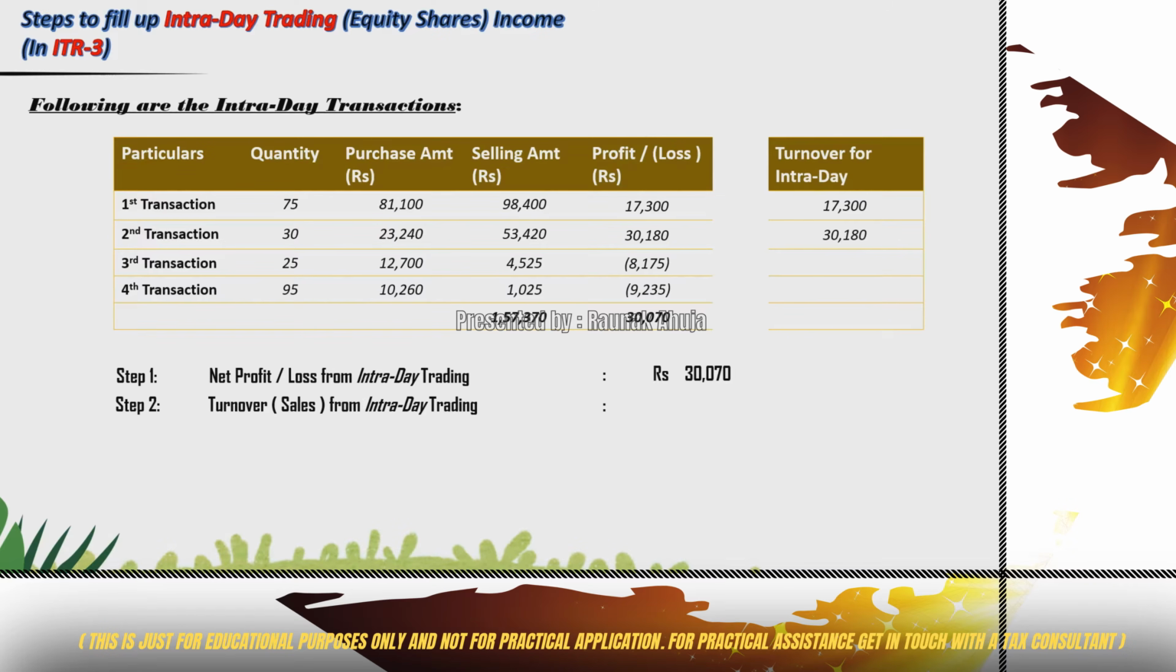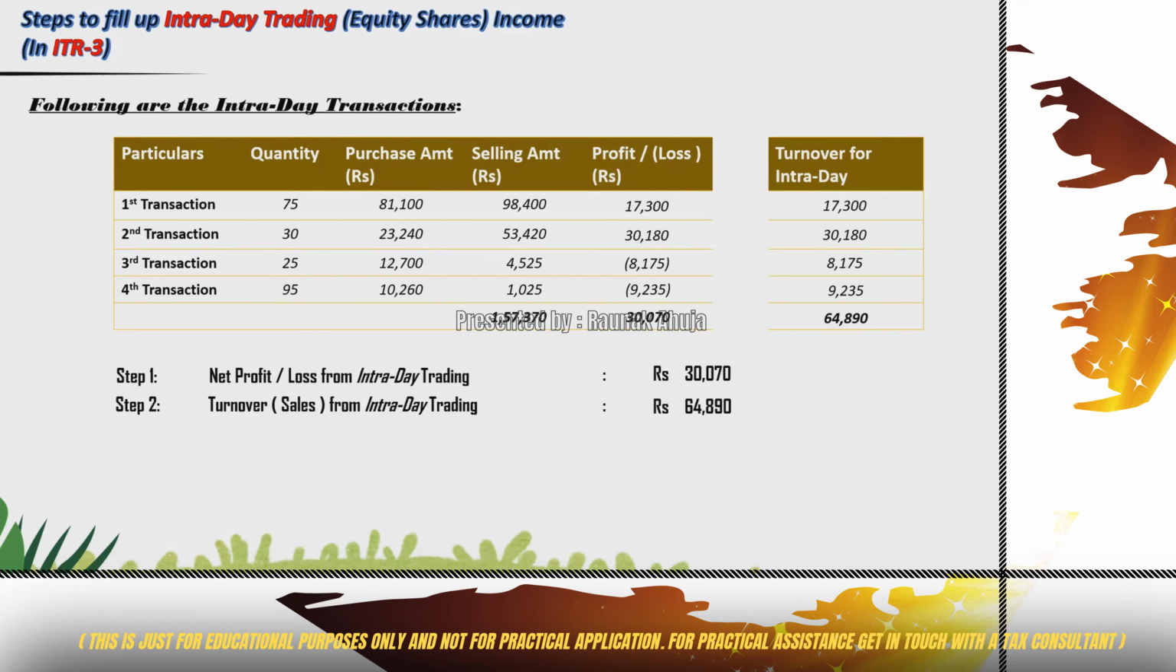Now, in case of transactions in which we have incurred losses, here again the turnover would be the absolute value of the loss incurred. Thus, in case of the third transaction, the turnover would be 8,175, which means we'll simply be ignoring the negative sign. Likewise, we do it for the fourth transaction as well, and the turnover for the fourth transaction would be 9,235. The total turnover is 64,890. And thus, step 2 has also been calculated.